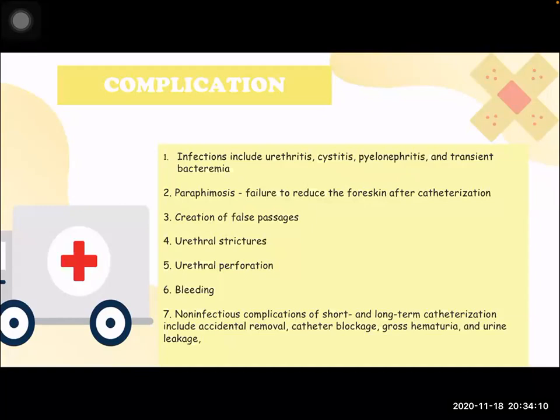So the complications of continuous bladder drainage include catheter-associated urinary tract infections such as urethritis, cystitis, pyelonephritis, and transient bacteremia. It can also cause paraphimosis, especially in children, in which the foreskin appears swollen and painful due to failure to reduce the foreskin after catheterization. The next complication is creation of false passages, in which the catheter passes through the urethral wall.